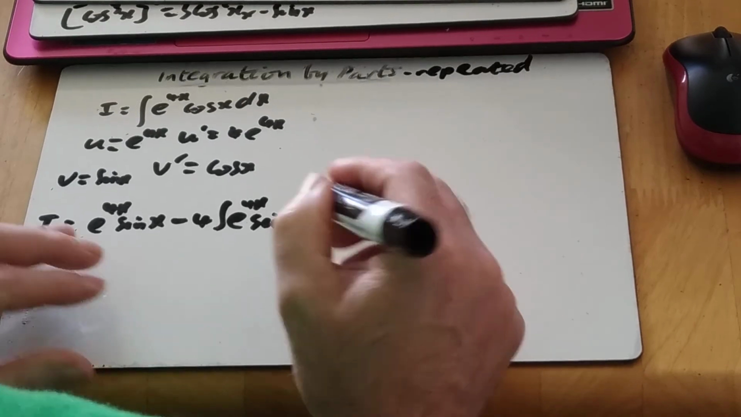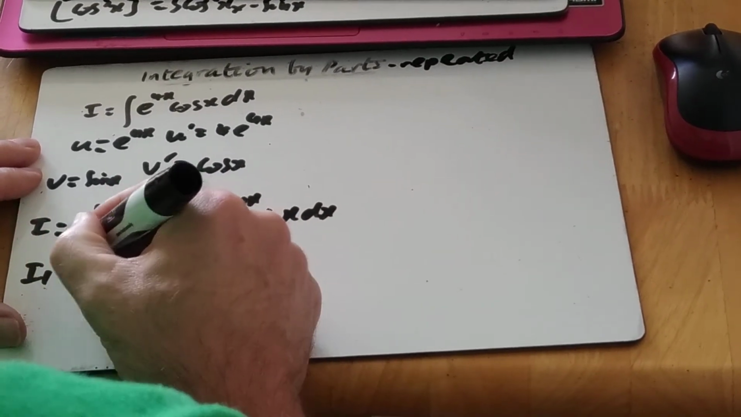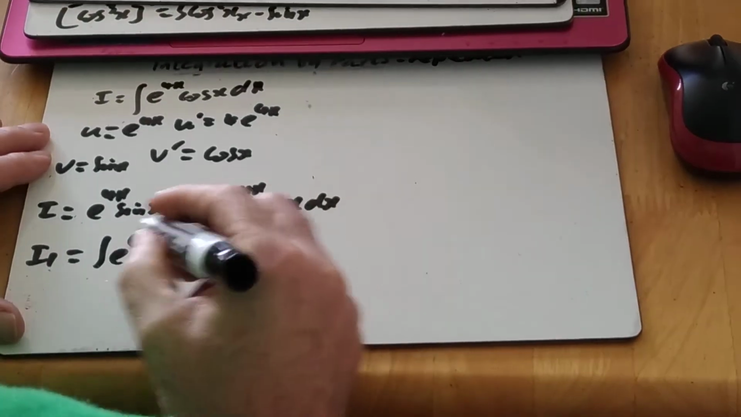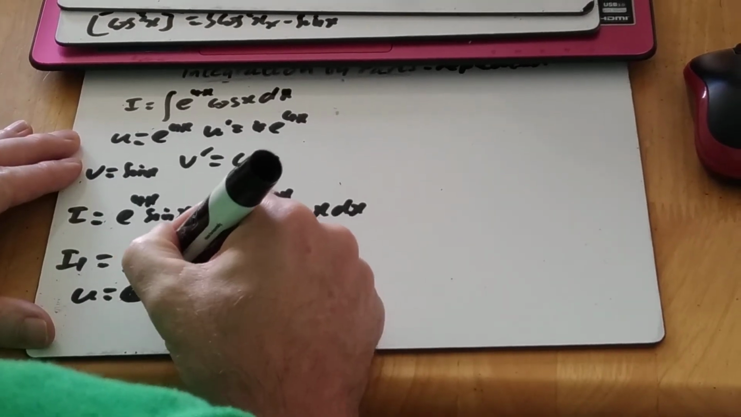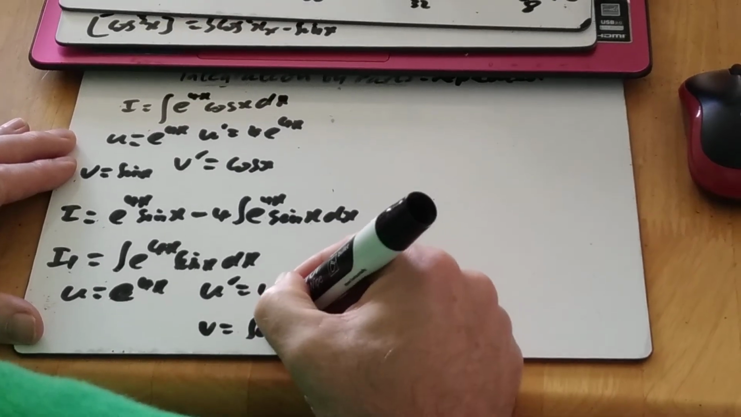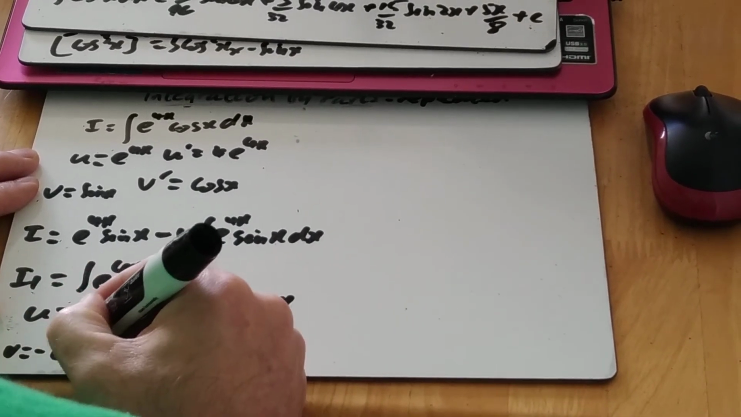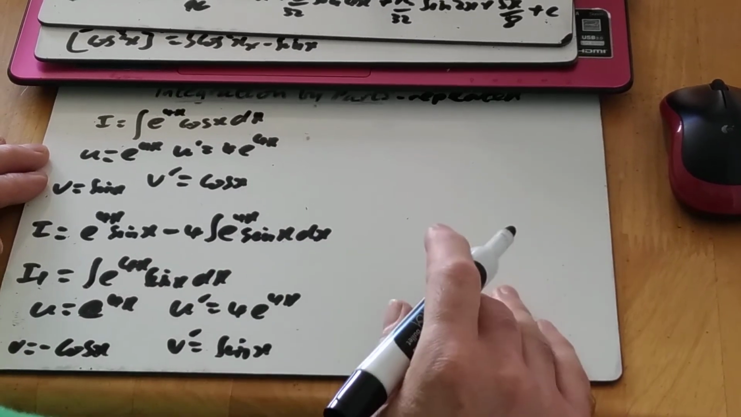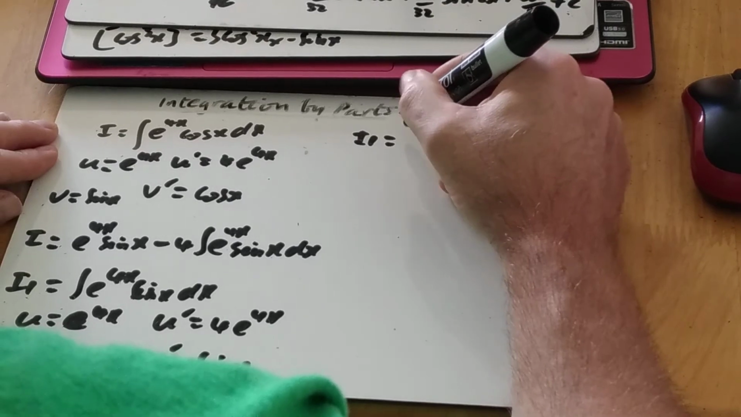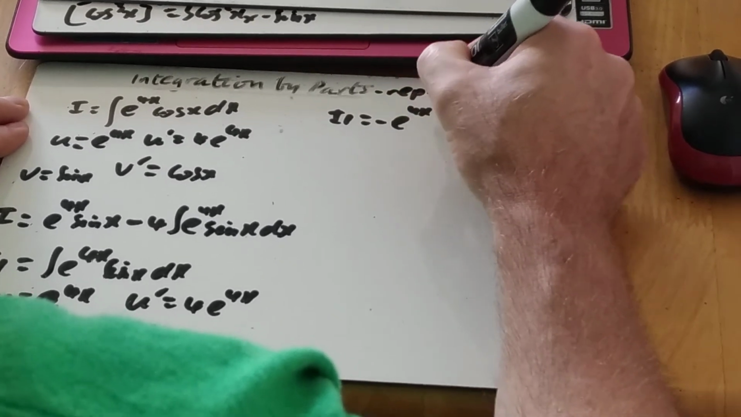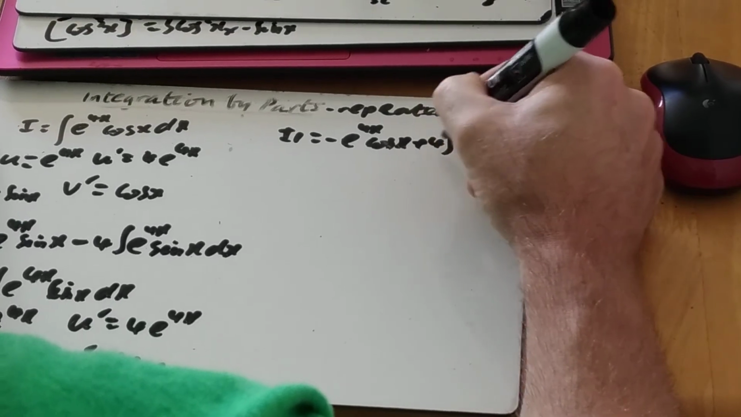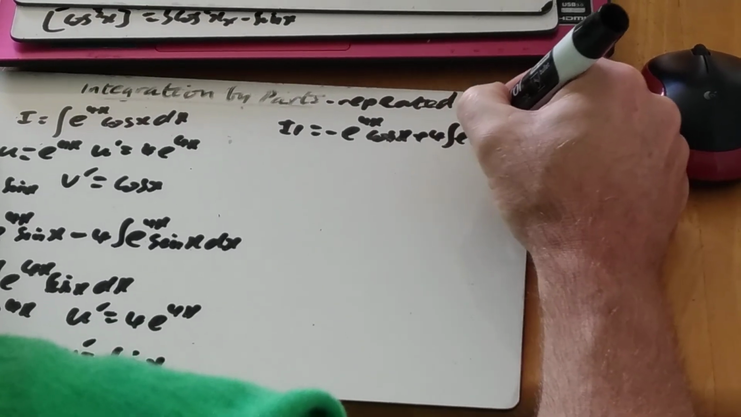sin x dx. So I've now got to consider I1 equals the integral of e^4x sin x dx. And yet again, u equals e^4x, u' is 4e^4x, v' equals sin x, so v will equal minus cos x. And so we now get I1 equals, I've got to be careful when I stick everything in, minus e^4x cos x, and then plus 4 times the integral of e^4x cos x dx.